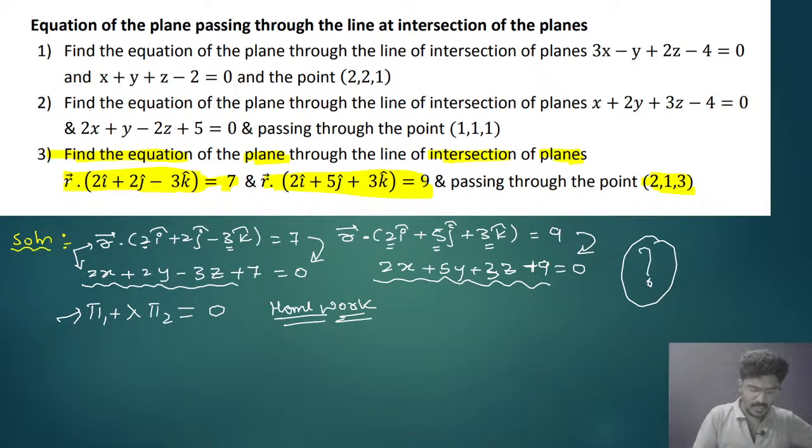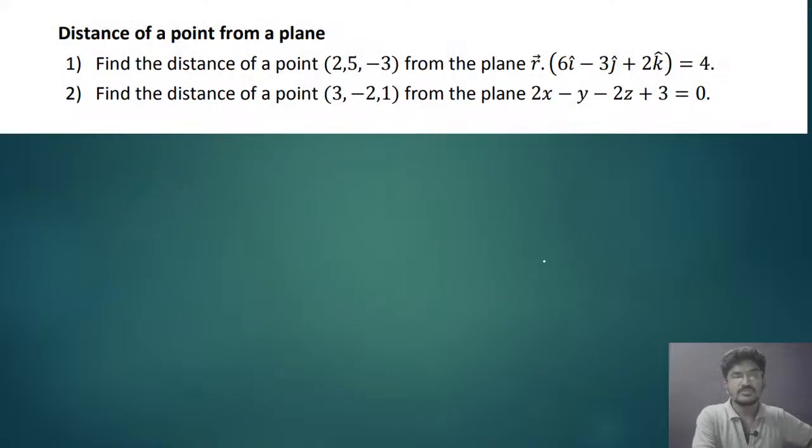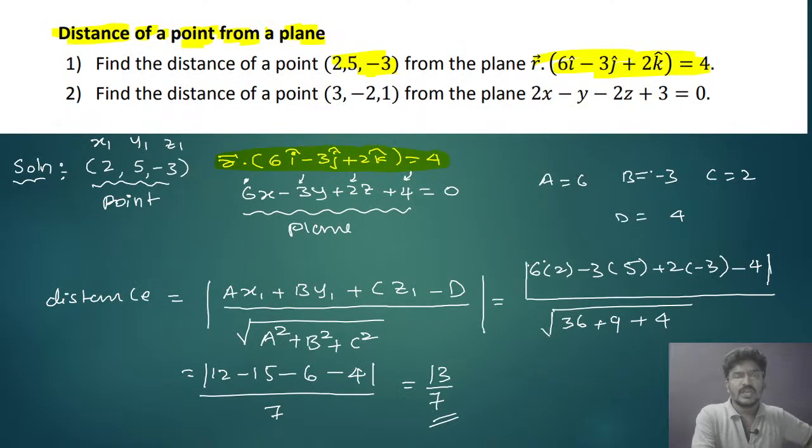Okay, so that's why I have kept it for homework. So now all of you can solve it and you can get the right answers. Okay, no problem. Now we can continue with our problems. Here the distance is 13 by 7.